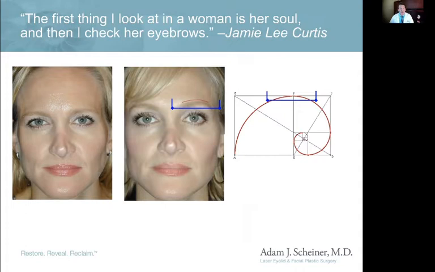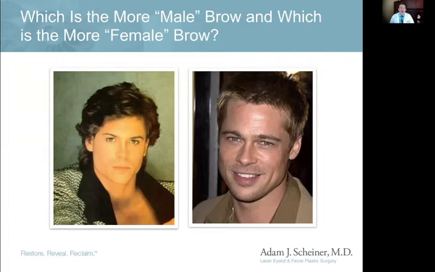That's one of the reasons I'm trying to show you that a lot of beauty is really objective, in the way our brain is processing things. And that's how I work to get the brain of people seeing my patients to see them as more attractive and more approachable. Here's a more male and female brow I was showing you before. Brad Pitt's is more straight across, a more classic brow. On the other side, Rob Lowe has a more arched brow, a more androgynous look at the time, and that's a more female brow.